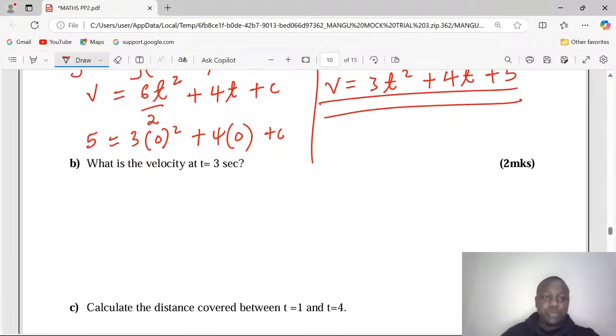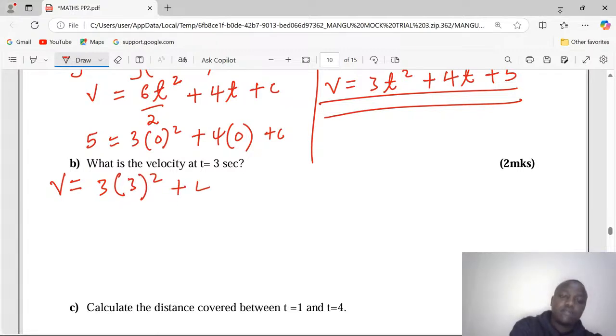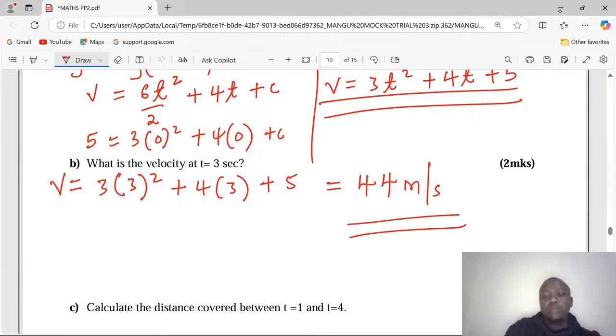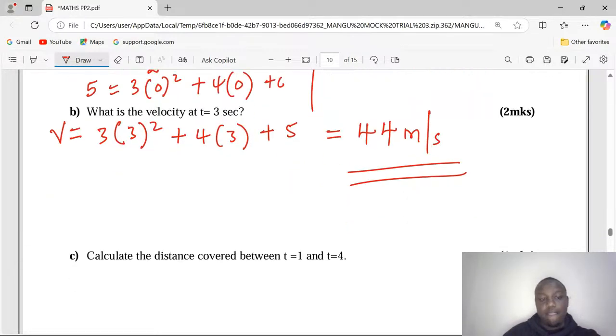Another question, part B: what is the velocity at t equals 3? Velocity at t equals 3 now. We write it, but now the value of t is known: 3 times 3 squared, plus 4 times 3, plus 5. When you compute this, you get the value of v as 44 meters per second. 44 meters per second being velocity.